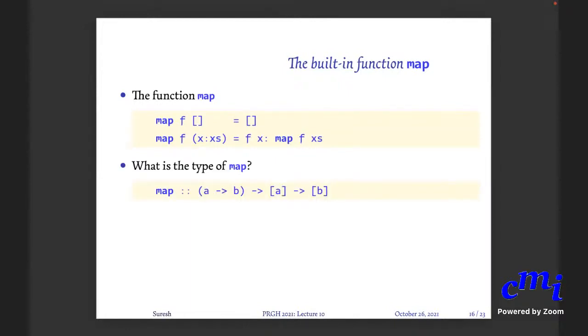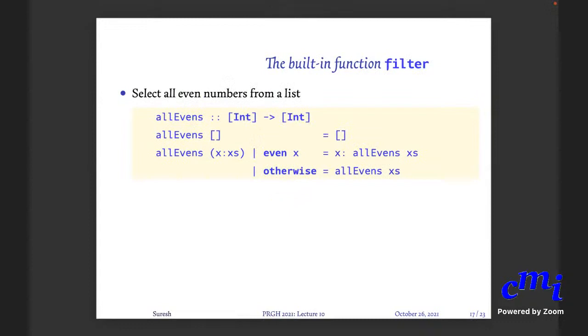The type of map is: the first thing is a function, a arrow b. The second argument is a list of a, and the result will be a list of type b, because you applied f on every element of the input list. For instance, here you can define your own.